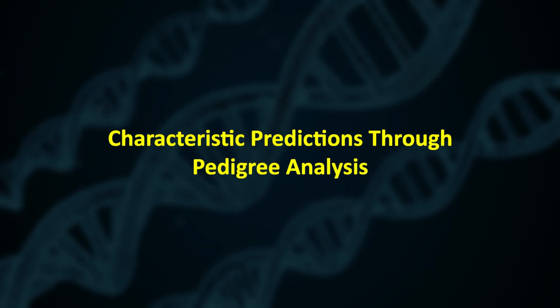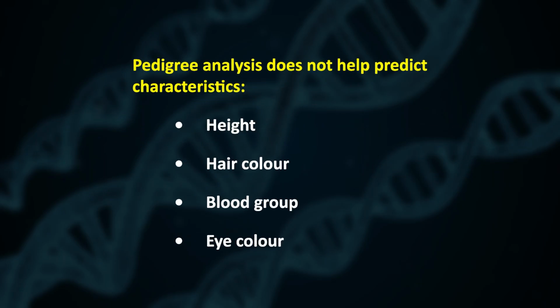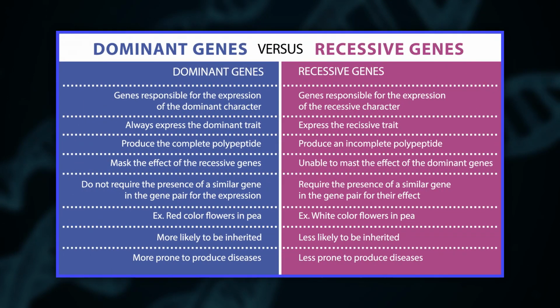Dear students, let's now discuss the characteristic predictions through pedigree analysis. While the pedigree analysis does not help predict characteristics like height, other features such as hair color, blood group, and eye color can be easily found. To understand pedigree analysis, one needs to be clear about dominant and recessive genes.